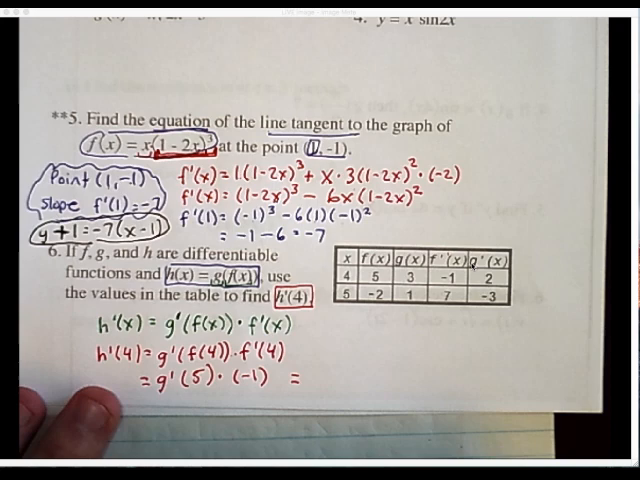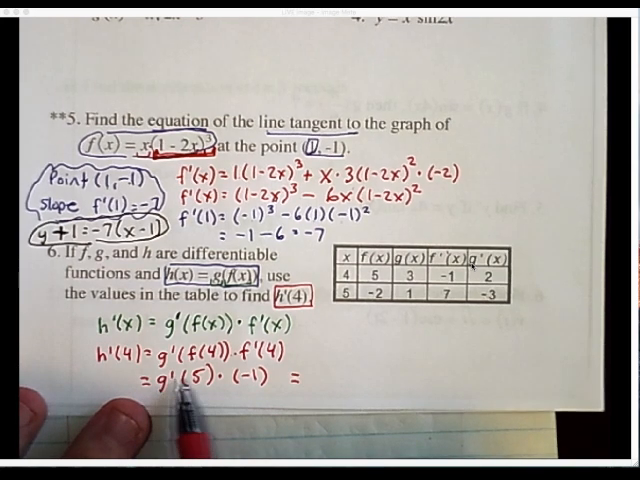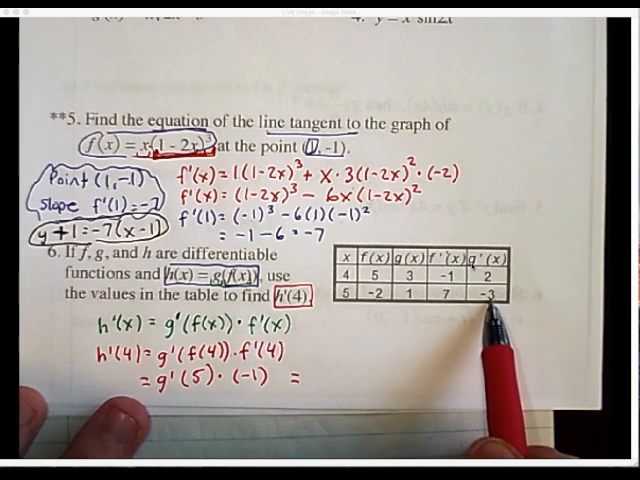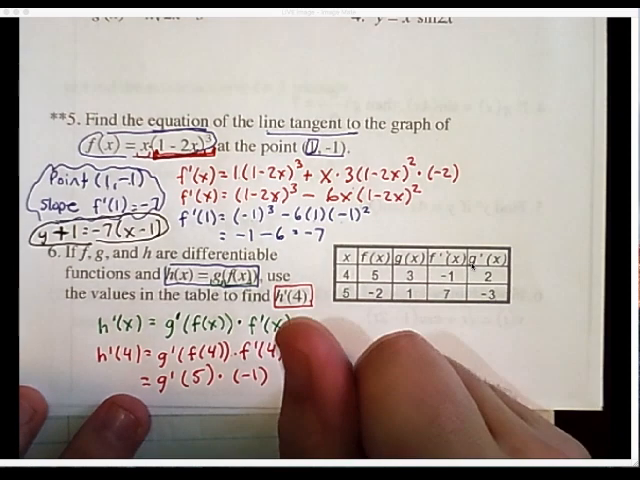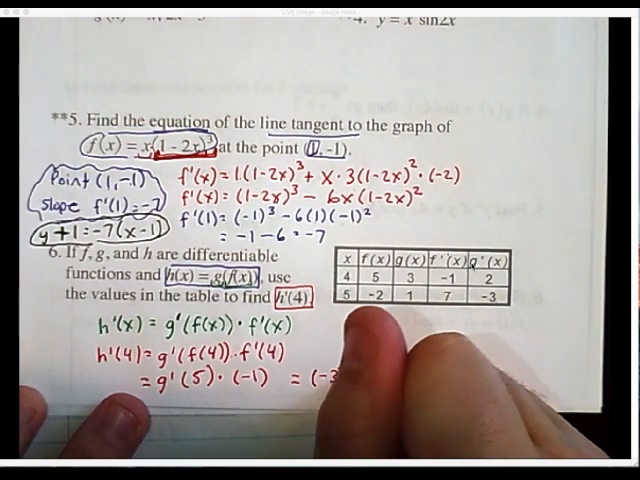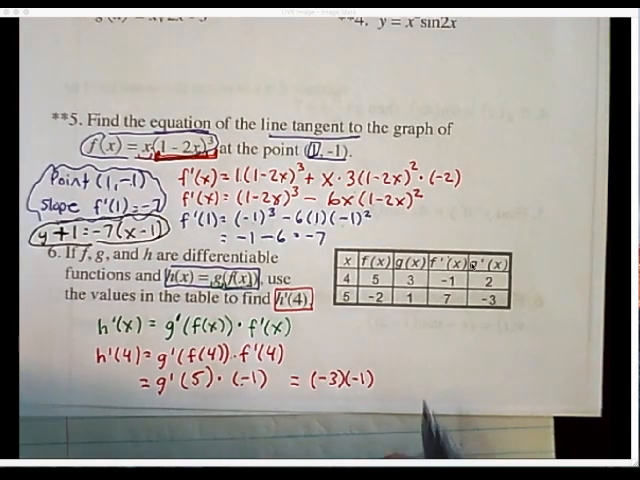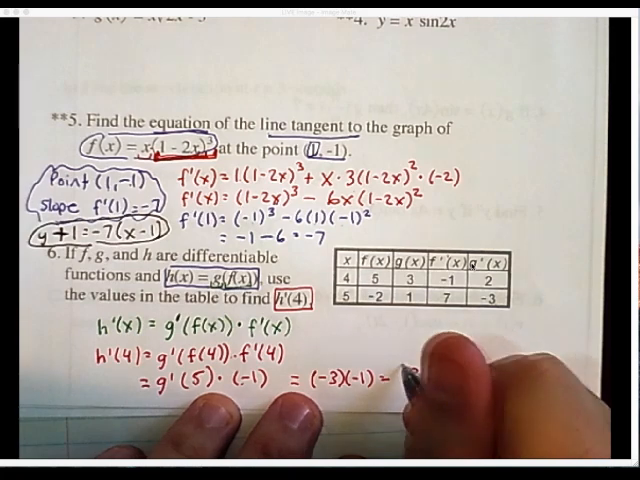Now, I have to figure out what g prime of 5 is. So I'm going to go to g prime, go across where it's 5, and that's -3. So g prime of 5 is -3. So I have -3 times this -1, that's going to give me +3.